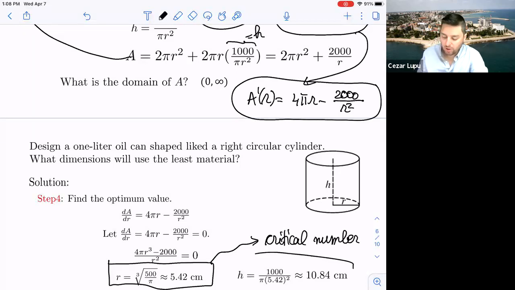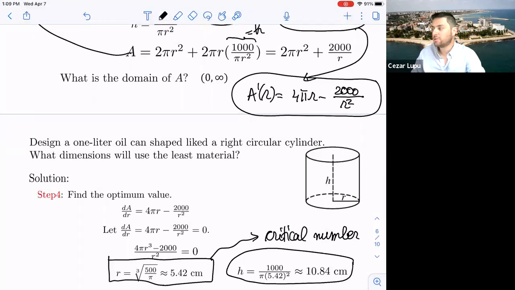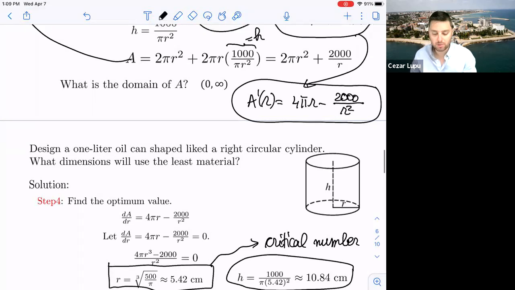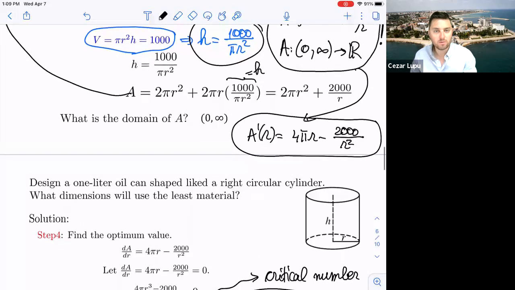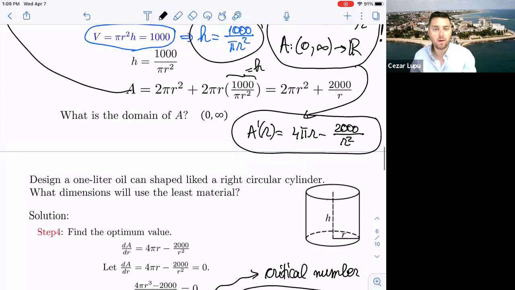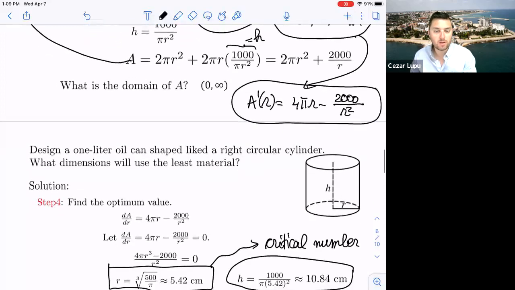And of course, we can express h as well. So r is something like the cube root of 500 over pi. And h will follow, because you know the relationship between them. Let me go back. You see, it's right here. So h is 1000 over pi r squared. So once you know r, you know h as well.